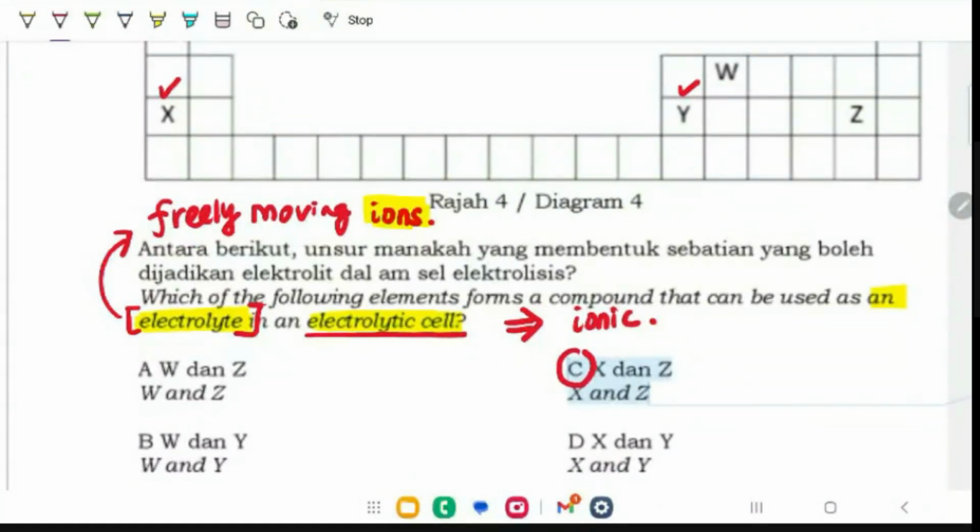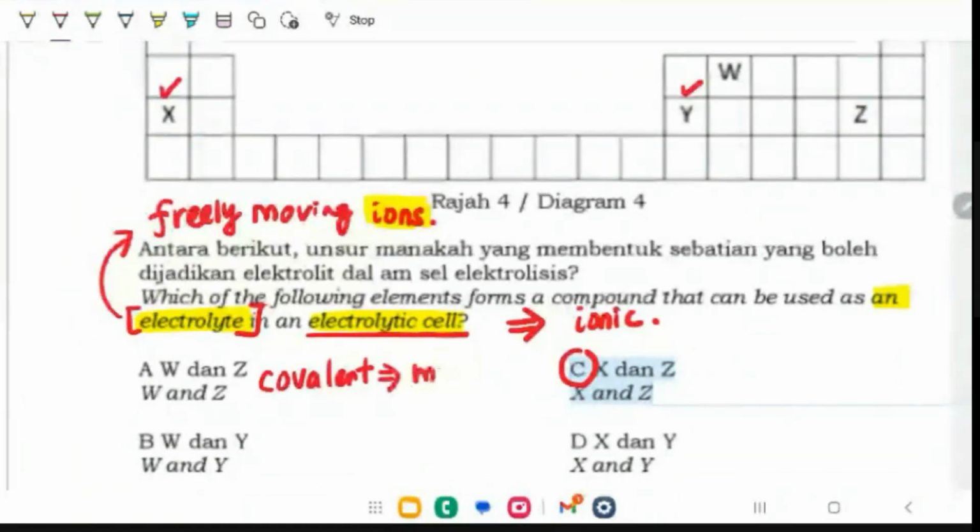Okay, W and Z can or not? It will form covalent compound. It means that it has molecules only. If it has molecules only, it cannot become the electrolyte because there are no freely moving ions, right?